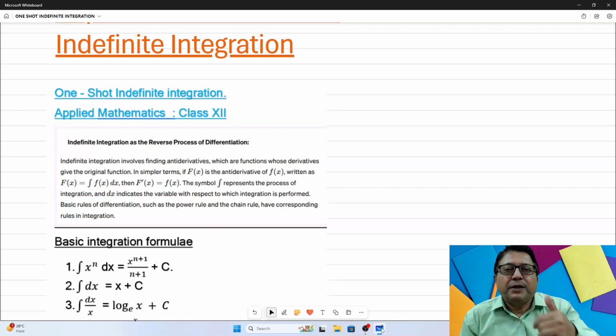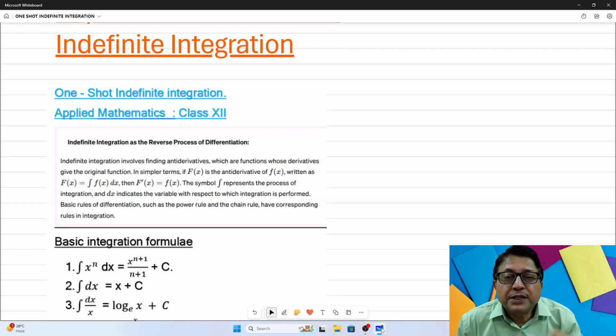Hello everyone, MKS here. This session will revise indefinite integration before your board examination, and I'll be discussing all important concepts, the formula required, and a few very important sums which you need to revise before your board examination. The topic I have selected today is indefinite integration.